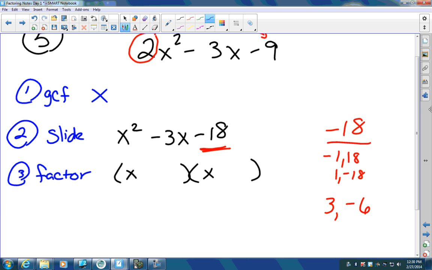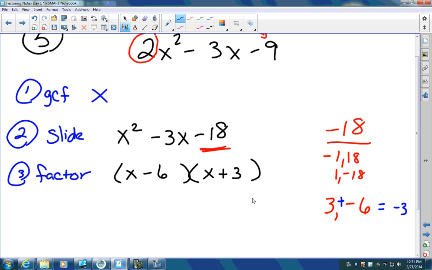Jeez. All right. 3 and negative 6. When I multiply them, they give me negative 18. When I add them together, they give me negative 3. So I have negative 6 and positive 3.